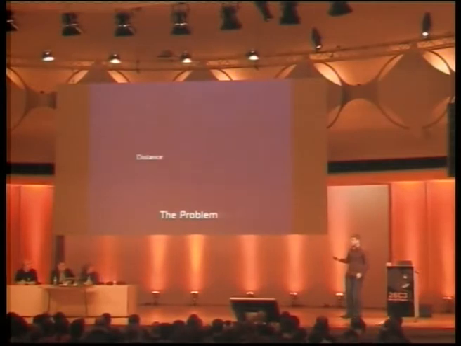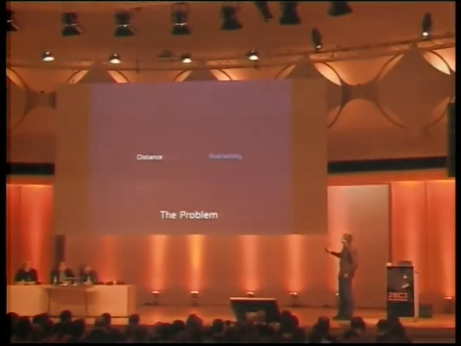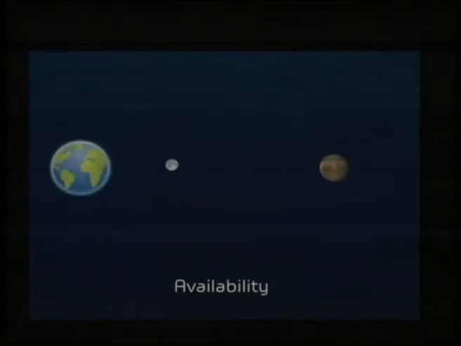But let's look at the second side. There's two sides of this problem. The second side is availability. Availability can mean a lot, so I have prepared the following slide. On the slide, you can see every object in our universe is rotating around its own axis, and some objects, like the moon, are even rotating around other planets, and all of them are rotating around the sun.